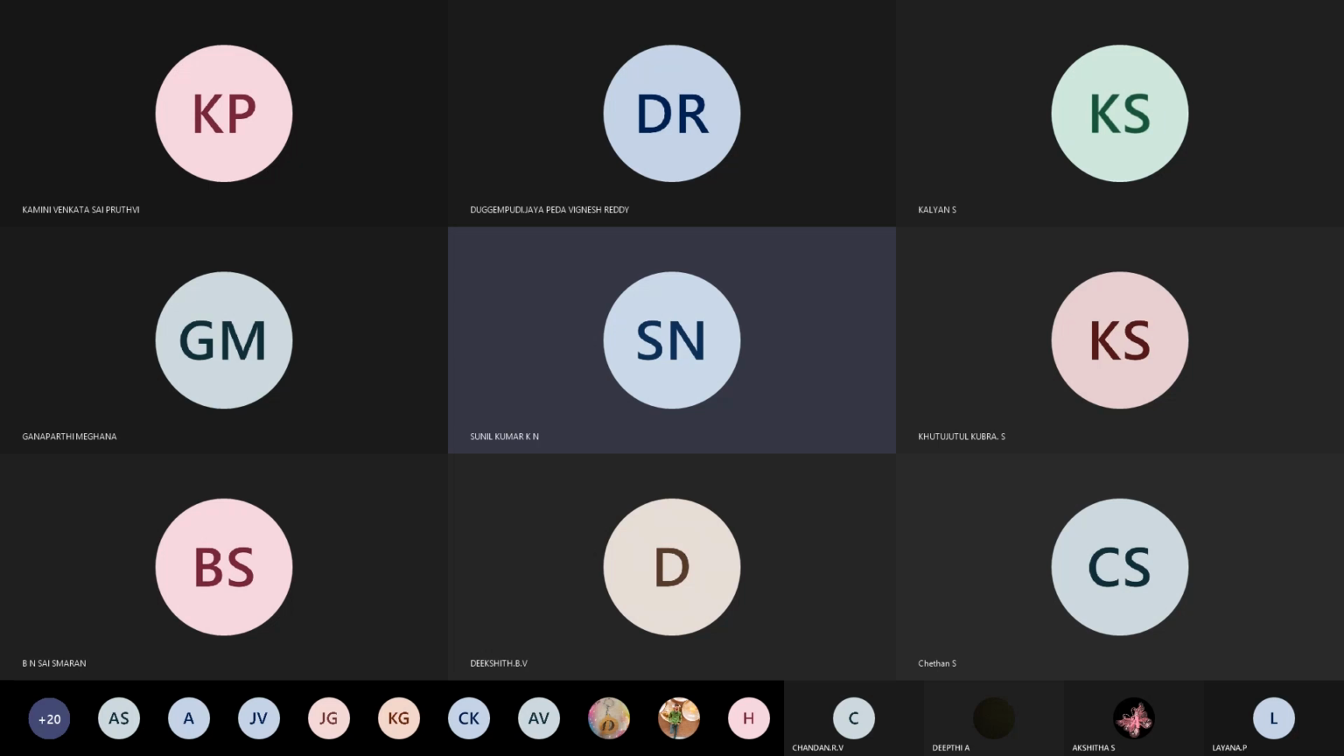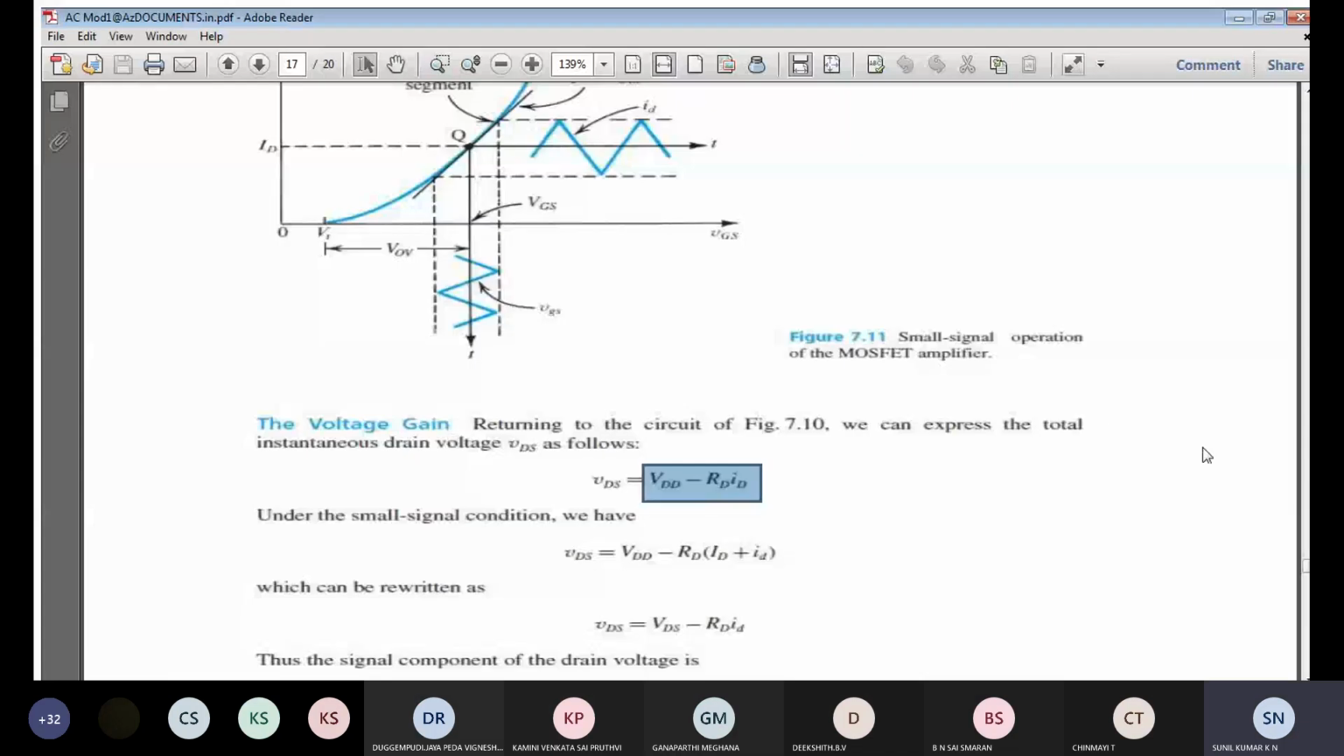Sir, hello, sir, the PDF is not visible, sir. PDF is not visible. Yes, sir. Wait a minute. Is it visible now? Yes, sir. Now it is visible.